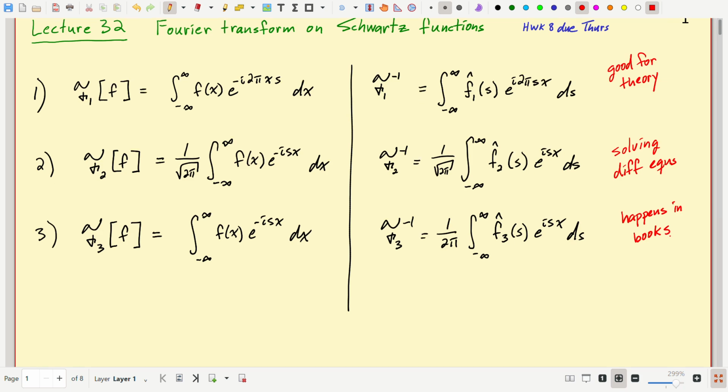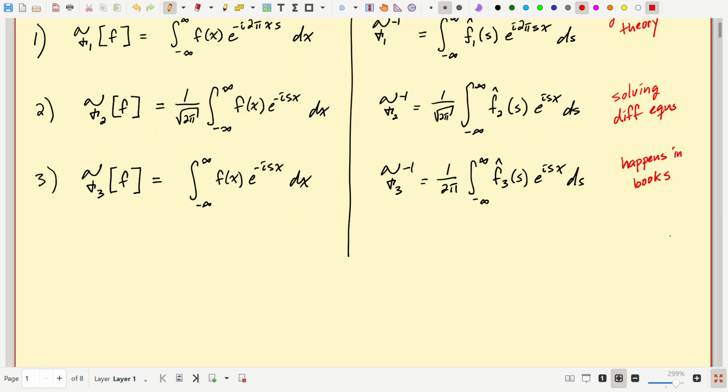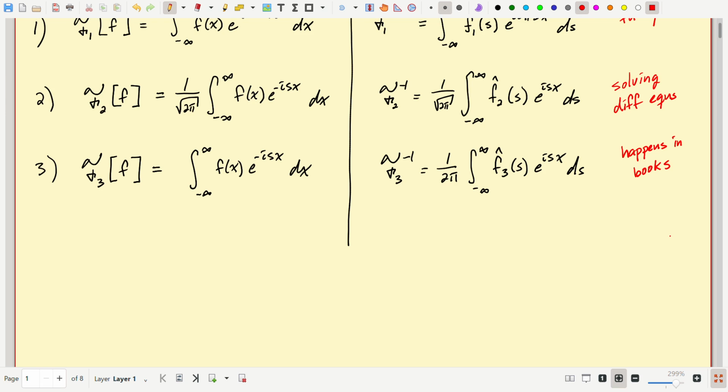Okay, so for the next couple lectures, I'm going to use version number 1. And here's the reason for version number 1. It's basically 3 things.